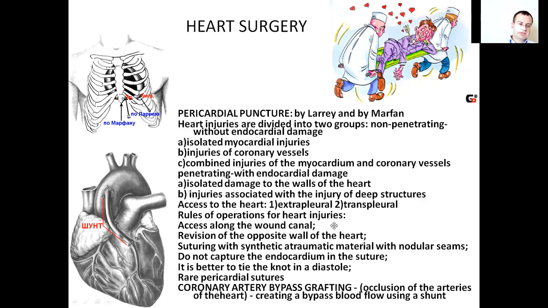It is better to tie the knot in diastole. Rare pericardial suture. Coronary artery bypass grafting: occlusion of the arteries of the heart, creating a bypass blood flow using a shunt.